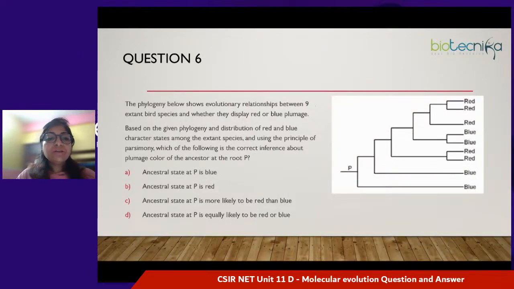Okay, next question. The phylogeny below shows the evolutionary relationship between two extant bird species and whether they display red or blue plumage. Based on the given phylogeny and distribution of red and blue character states among the extant species, using the principle of parsimony, which of the following is the correct inference about plumage color of the ancestor at the root P? So, what will be the character of the ancestor? What is the most probable character of this root, the ancestor that is present at the root?